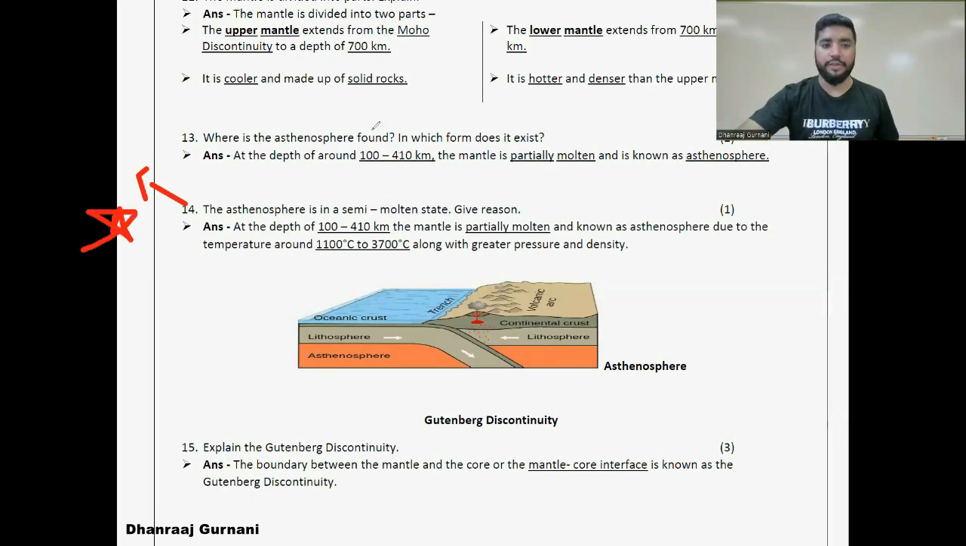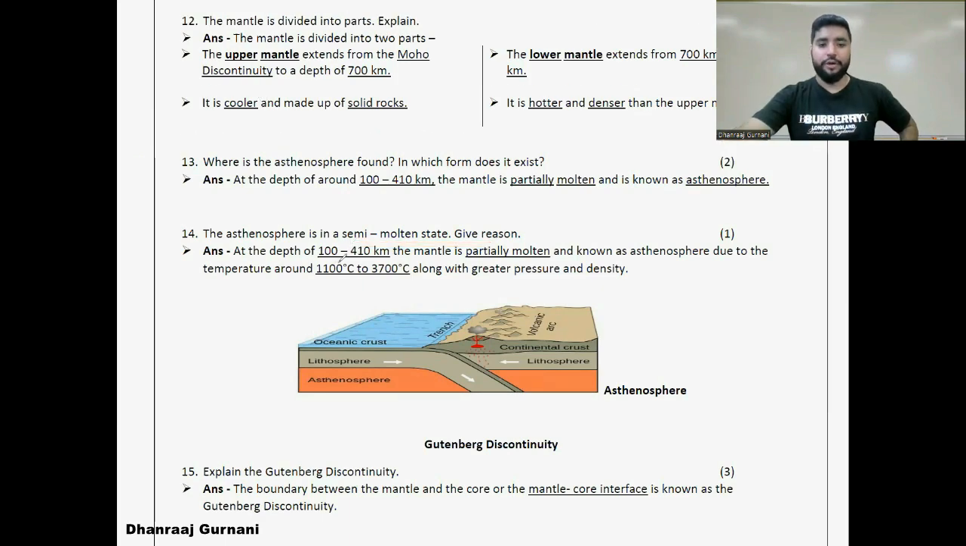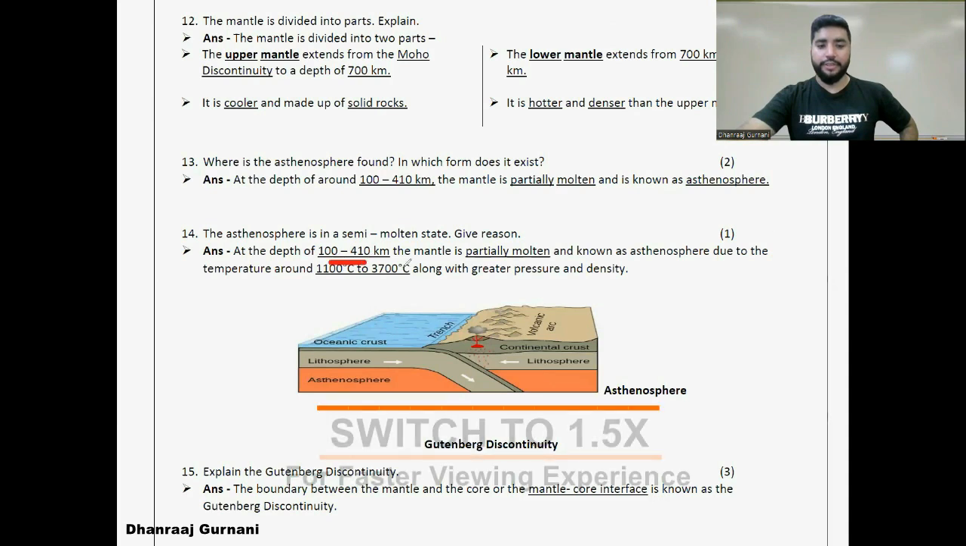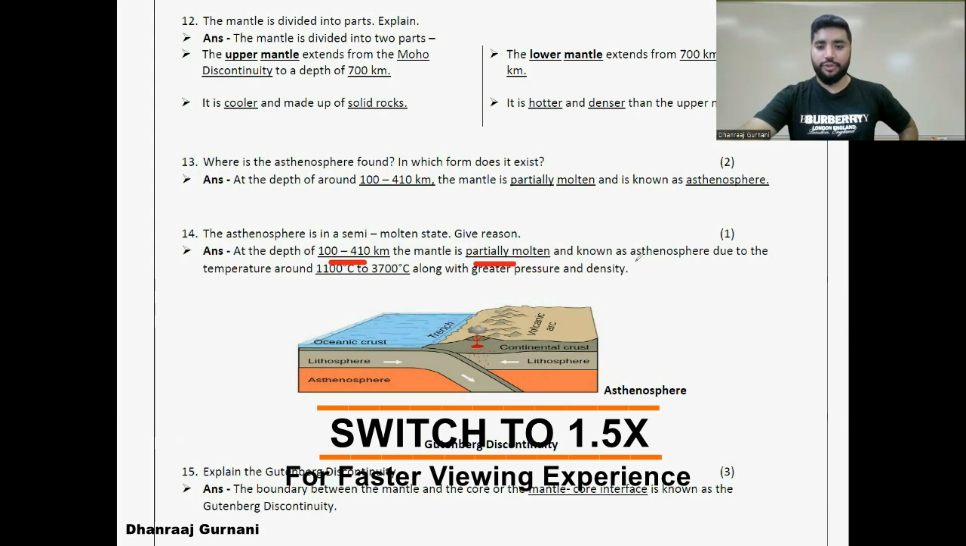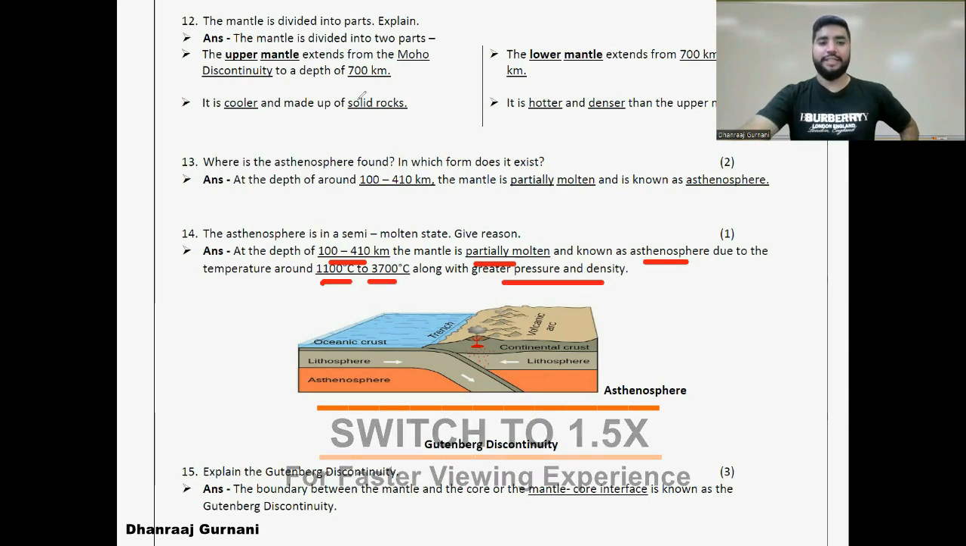The asthenosphere is in a semi-molten state. Give reasons that it is semi-molten. That means it's semi-solid. So at the depth of 100 to 410 kilometers, the mantle is partially molten, which is known as the asthenosphere. It is due to the temperature, which is around 1,100 to 3,700 degrees Celsius, along with great pressure and density.